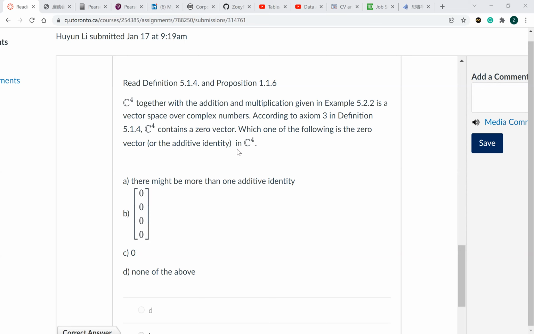So what if the question changed, and it's not C4 but just C? Then the answer would be C, the thing you said. Okay, yeah. Got it. Thank you. Okay, good.